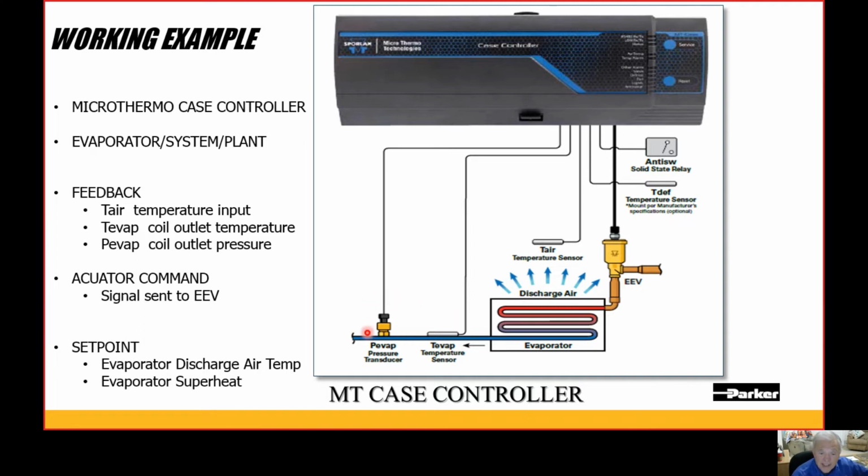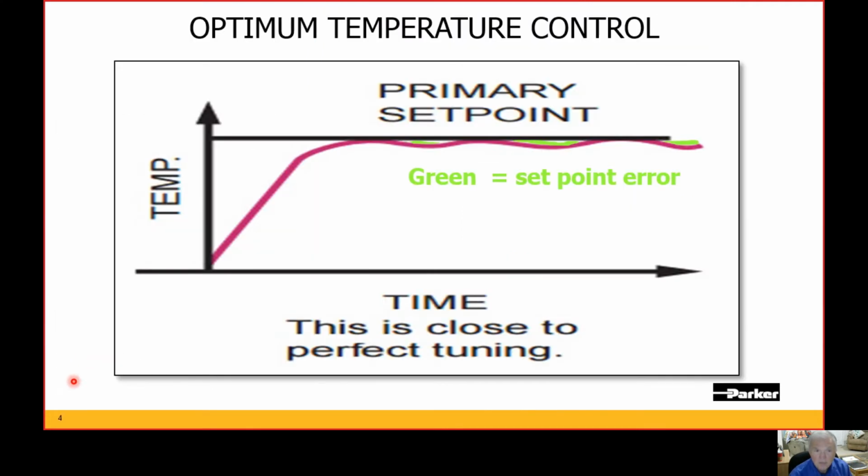The case controller takes the calculation and does a working superheat calculation 24/7. The actuator command is given to the EEV. We open and close it based on the demand of the evaporator. How do we control that demand? Again, by feedback here, here, and here. So our set point can either be discharge air temperature, it could be product temperature, it could be box temperature, it could be evaporator superheat, or honestly, it could be all of the above.